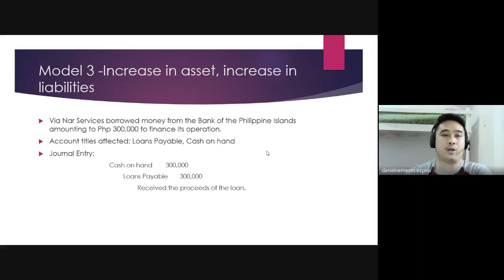But in this case, in Model 3, you are borrowing money. So that is why we debit cash and credit loans payable. So the explanation: received the proceeds of the loan or borrowed money from BPI. Whatever suits you, whatever explanation you want to write in your journal entry.